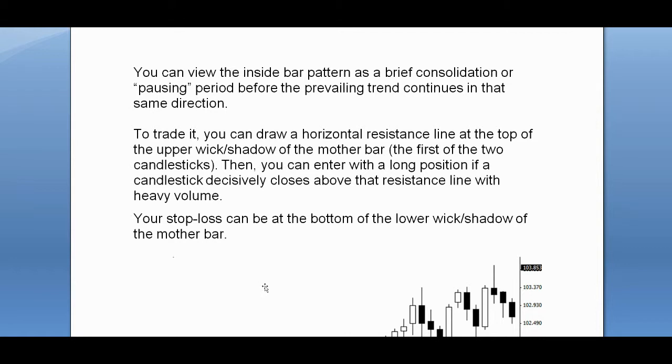So what's the strategy that you could use? And again, it does not work every time. To trade it, you can draw a horizontal resistance line at the top of the upper wick or shadow of the mother bar, the first of the 2 candlesticks. Then you can enter with a long position if a candlestick decisively, clearly closes above that resistance line with heavy volume. So you want to have some sort of volume indicator as well. And your stop loss can be at the bottom of the lower wick or shadow of the mother bar.